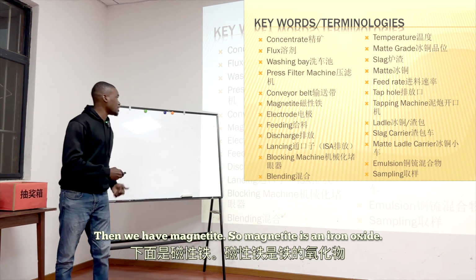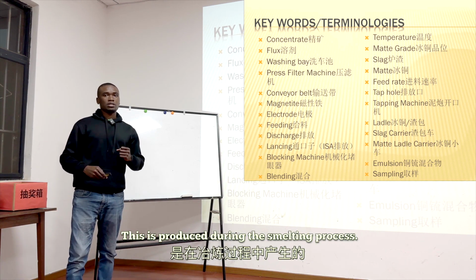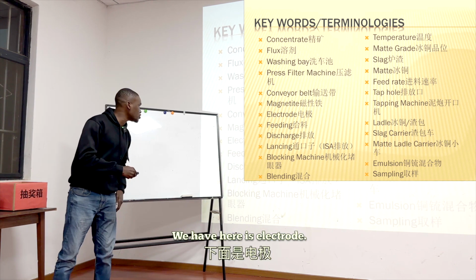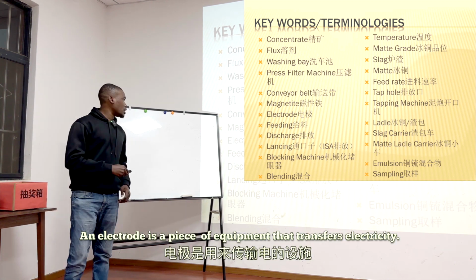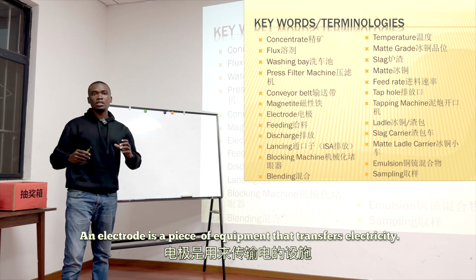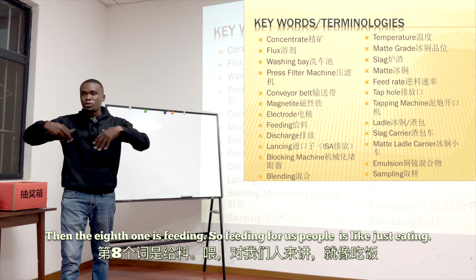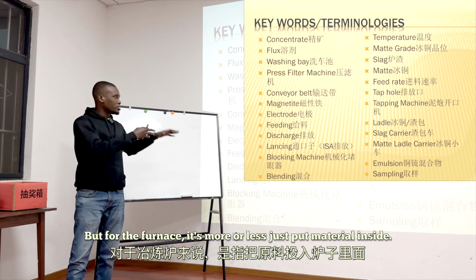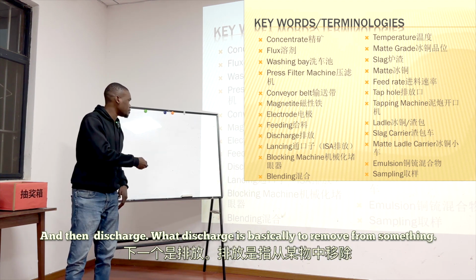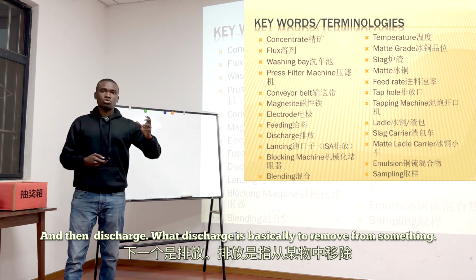Then we have magnetite. Magnetite is an iron oxide. This is produced during the smelting process. Here we have the electrode. An electrode is a piece of equipment that transfers electricity. Then the next one is feeding. Feeding for us people is just eating, but for the furnace it's more or less just putting material inside. And then discharge. What discharge is, basically, is to remove from something.